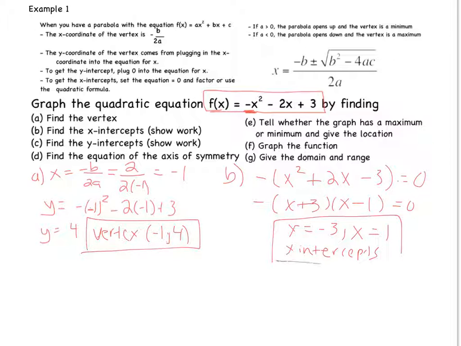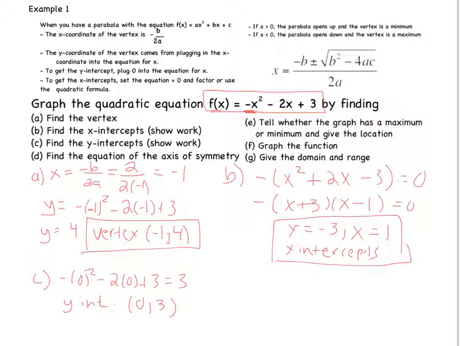Okay, A and B down, building our graph here. Next, we need to find the y-intercept. Y-intercept we got by just plugging in 0. Oops, not plus. Minus 2 times 0 plus 3 gives us 3. So my y-intercept is the point 0, comma 3.